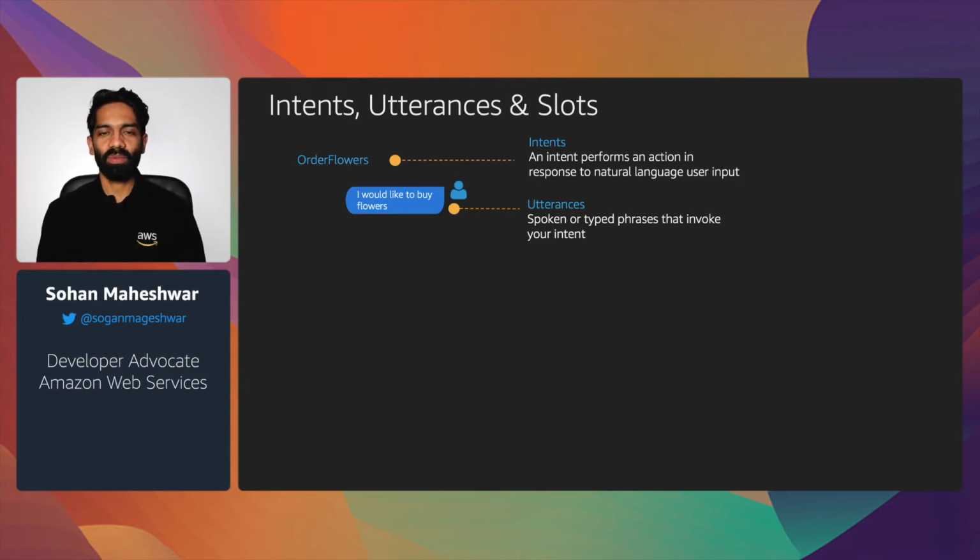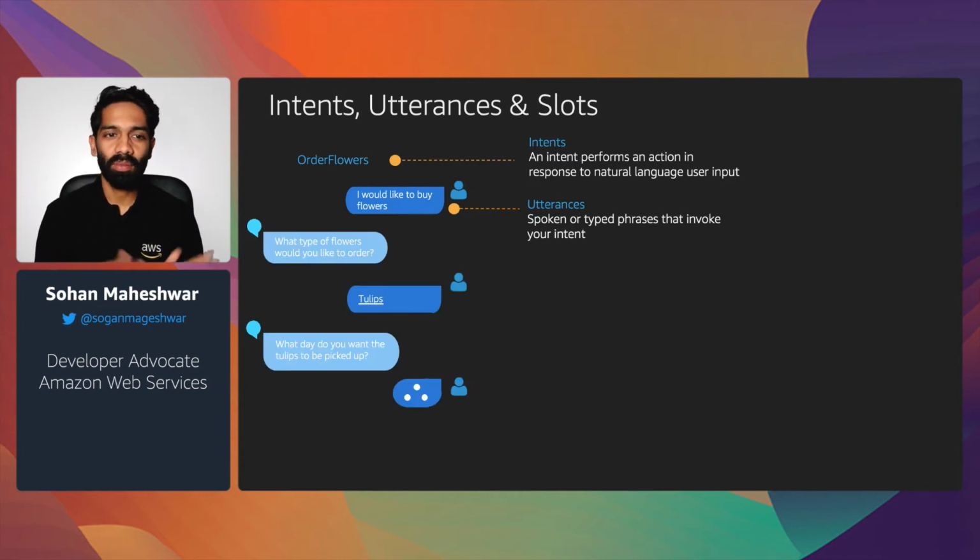All right. So a customer said, "I would like to buy flowers." The bot responds with, "Hey, what type of flowers would you like to order?" The customer says, "Tulips." And the bot continues the conversation with, "Hey, what day do you want the tulips to be picked up? What time? Can you confirm?" So on and so forth.